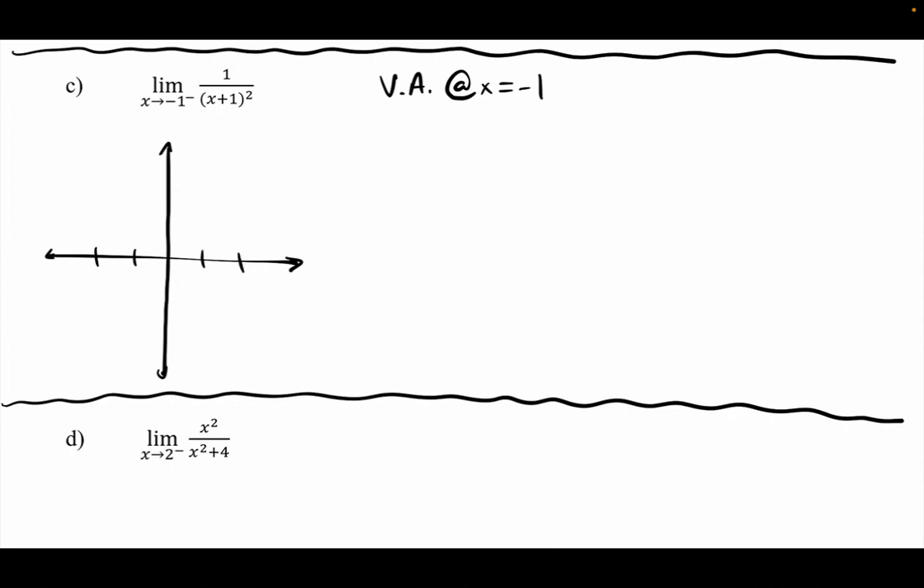Okay, so we know there's a vertical asymptote at -1. And we want the limit at -1 from the left side. So we're coming from the left side. Is it going to be going up? Is it going to be going down? That's what we need to figure out. So it's at -1, so I'm going to pick -3 first and then -2 second.